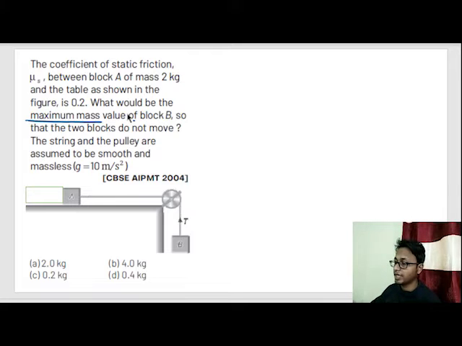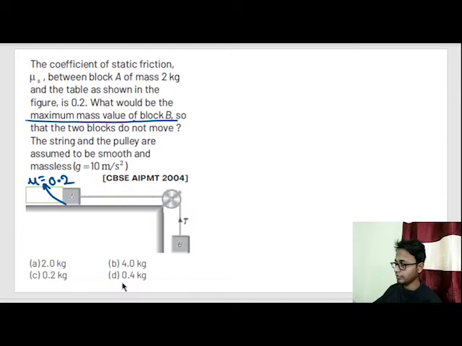Maximum mass value of block B. That means, what is the maximum value of m? What is the maximum mass of this block so that the other block does not slip? The coefficient of static friction is given as mu equals 0.2.